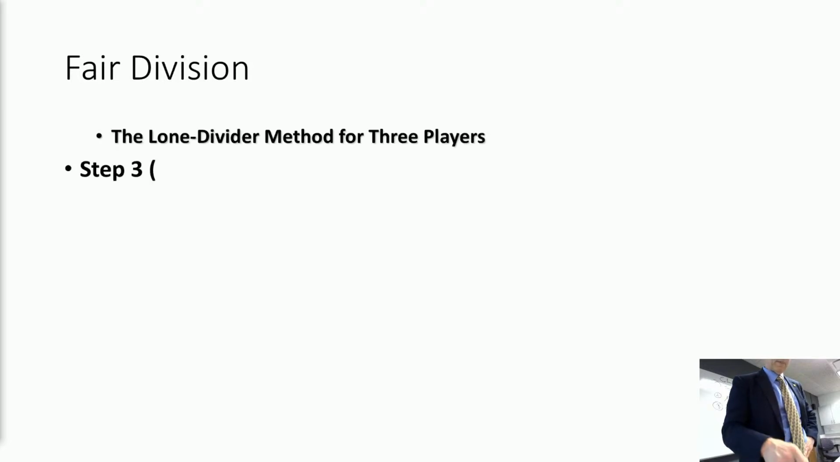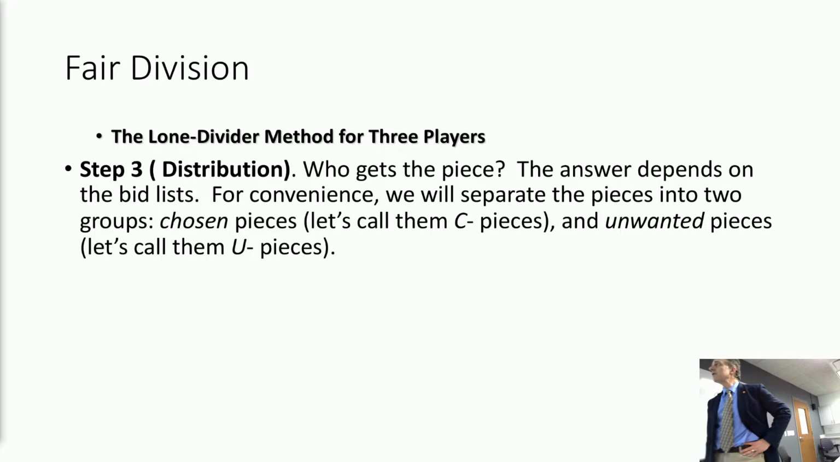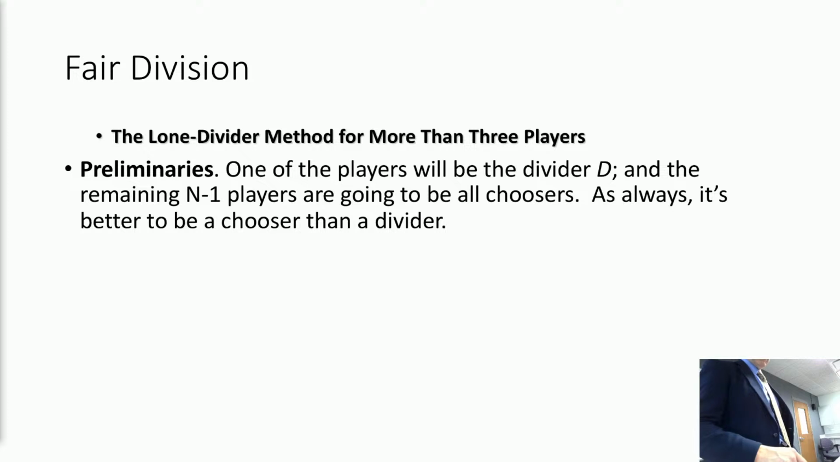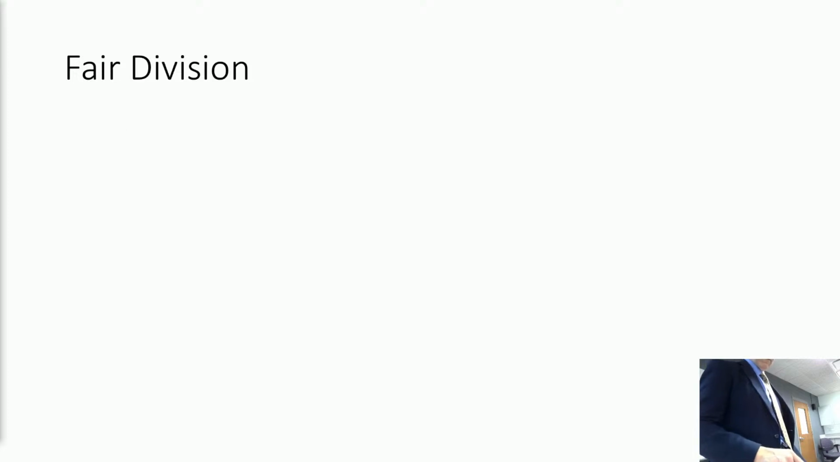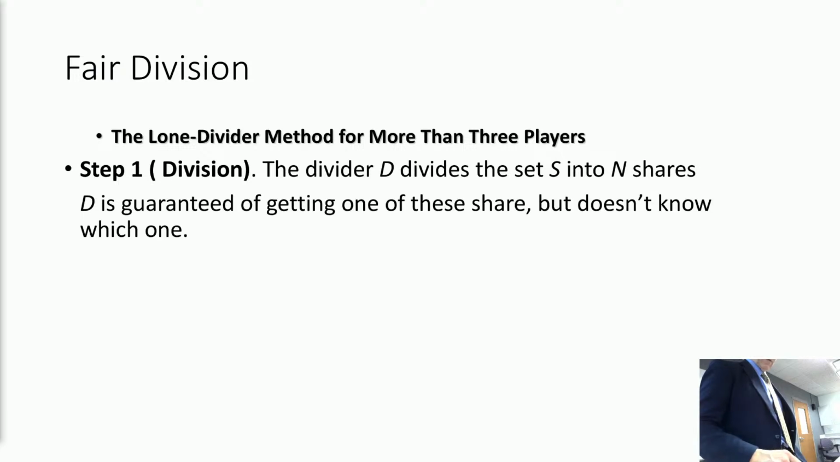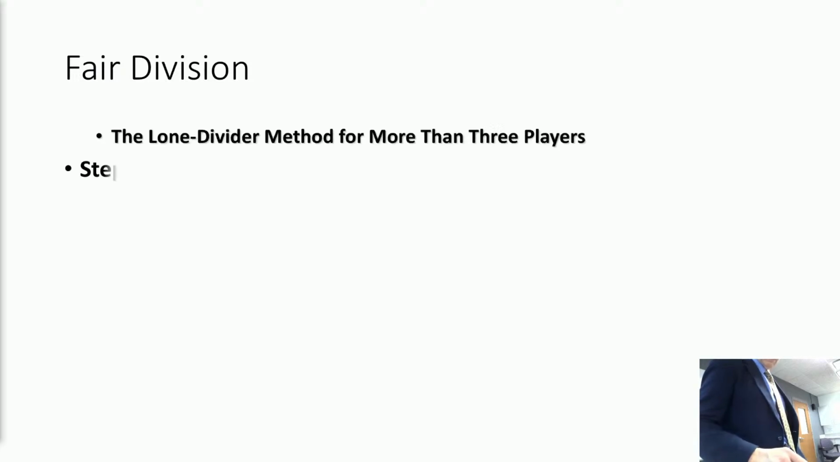Okay, the next step is the distribution. We decide who gets what piece. So what we need to do is we need to separate the pieces into 2 groups. One group is the chosen pieces, and one is the unwanted pieces. We're going to give person 1 one of the unwanted pieces. So that's what's going to happen. So person 1 will get an unwanted piece. Well, where is this? Just a minute. Where's my unwanted? Where's the unwantedness? Step 2, we've already talked about that.